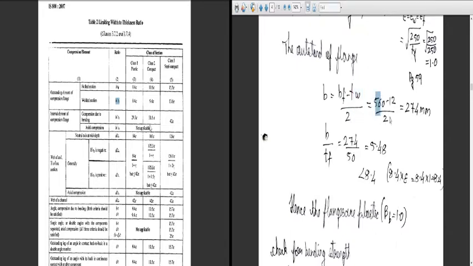The breadth of flange is 560 minus thickness of web 12, divided by 2, which works out to be 274 mm. And b by tf is 274 divided by 50, which is 5.48, which is less than 8.4. Now, if you see the classification, our answer is 5.48, which is less than 8.4. Hence, the classification is class 1 and it is a plastic section. So here we conclude that the flanges are plastic section.